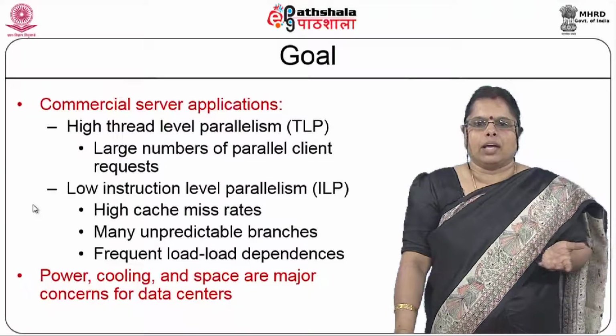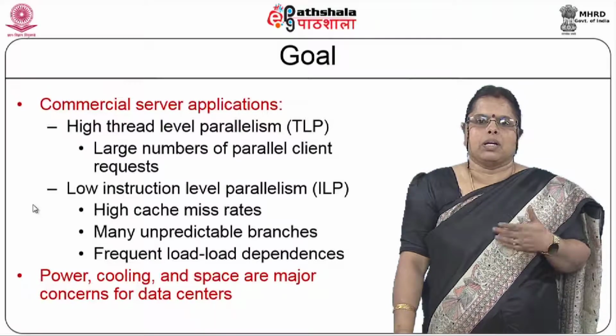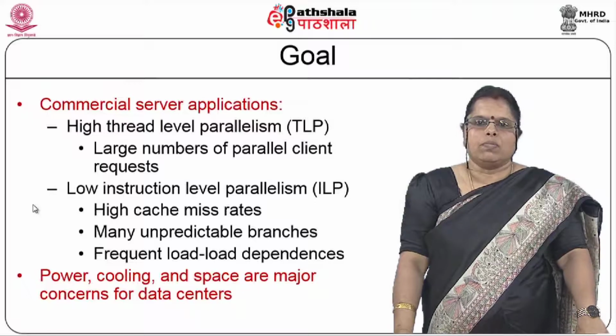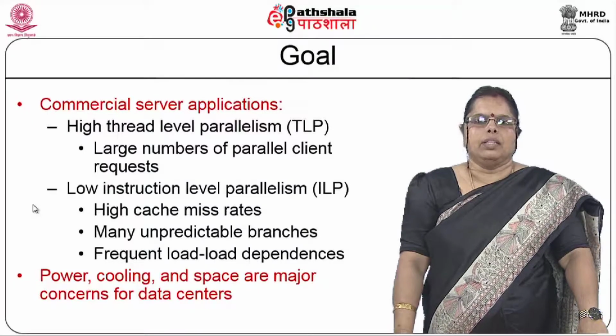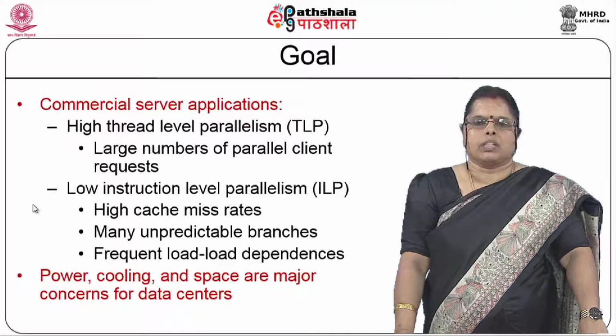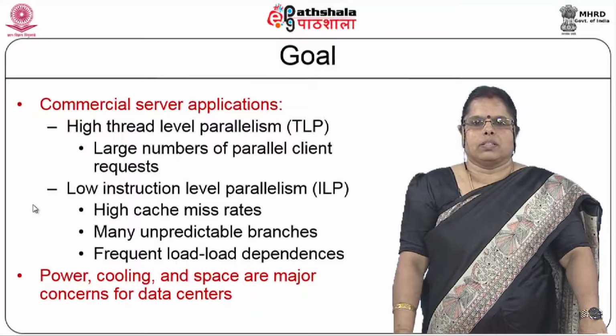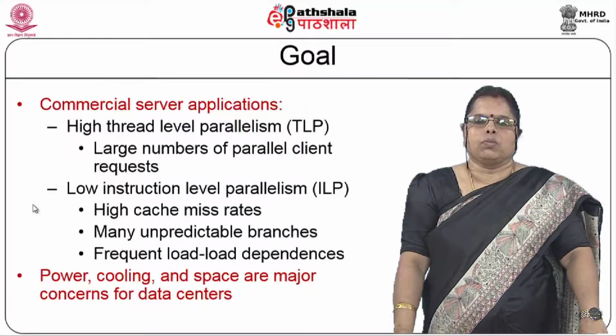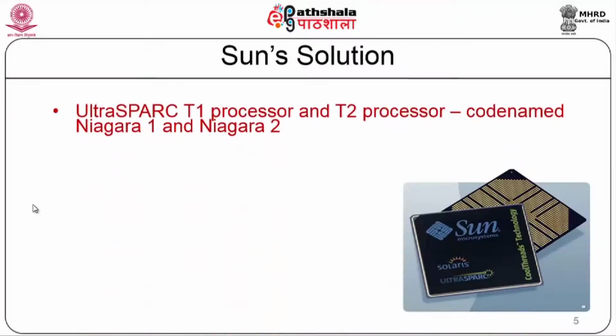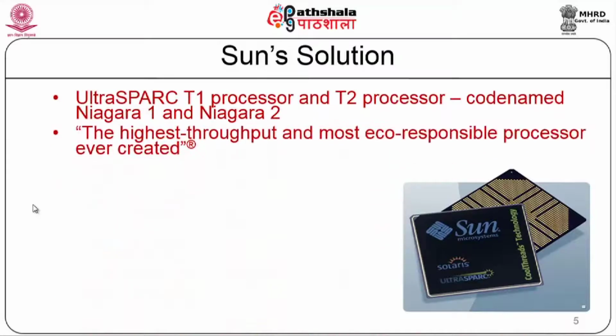So the goal of the Niagara processor, also called the UltraSPARC processor, was basically to serve commercial server applications. The other predominant motivation for this architecture was power, cooling and space, which are major concerns for data centers. These were the two major requirements when this processor was brought into the picture. The Sun solution for these requirements was the UltraSPARC T1 processor and the UltraSPARC T2 processor, codenamed Niagara 1 and Niagara 2.